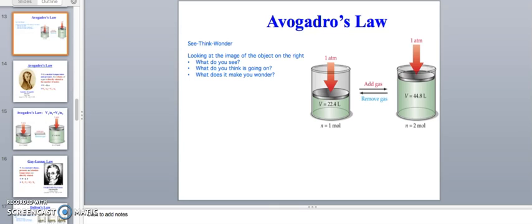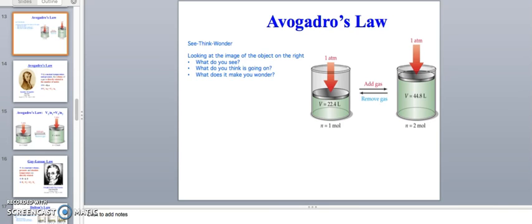So we did a see, think, wonder on Avogadro's law, and what the students saw was there was 1 mole of gas in one cylinder, 2 moles in another cylinder. They also saw that there was pressure being acted upon both cylinders. What did it make them think? They thought that as you increase the number of moles of gas, the volume of the cylinder increases. And finally, the question that was asked was, why is the pressure the same? Why is the pressure constant? And the answer to that is that the cylinder's volume is increasing to keep the pressure the same.